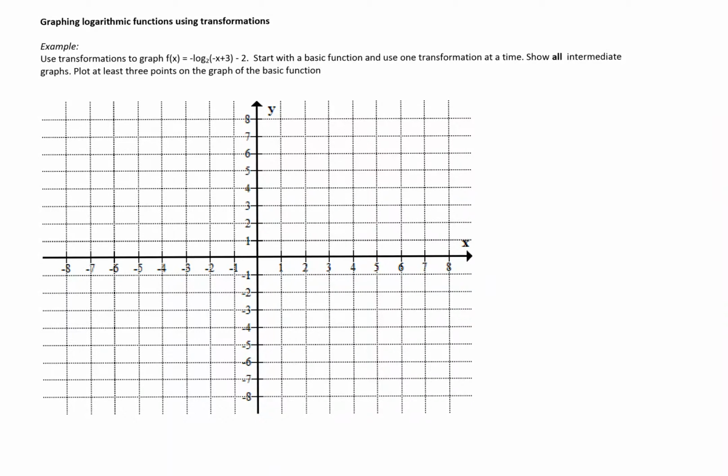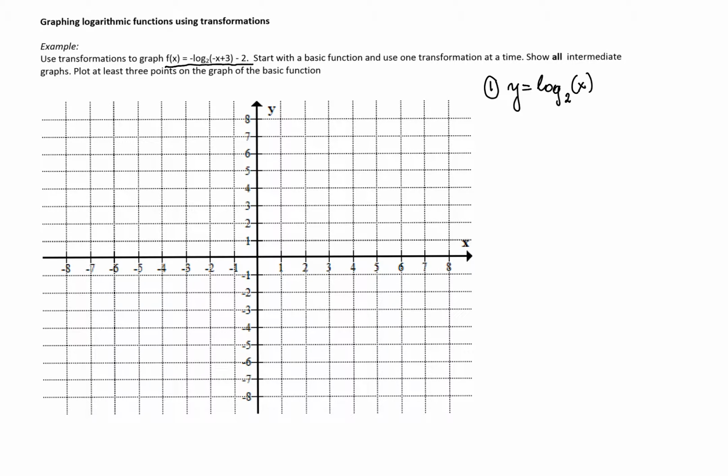We want to graph the function f of x equals negative logarithm to the base 2 of negative x plus 3, minus 2, using transformations. First, we have to identify the basic function. Since variable x is within the logarithm to the base 2 and only appears in this expression, the basic function is logarithm to the base 2 of x.